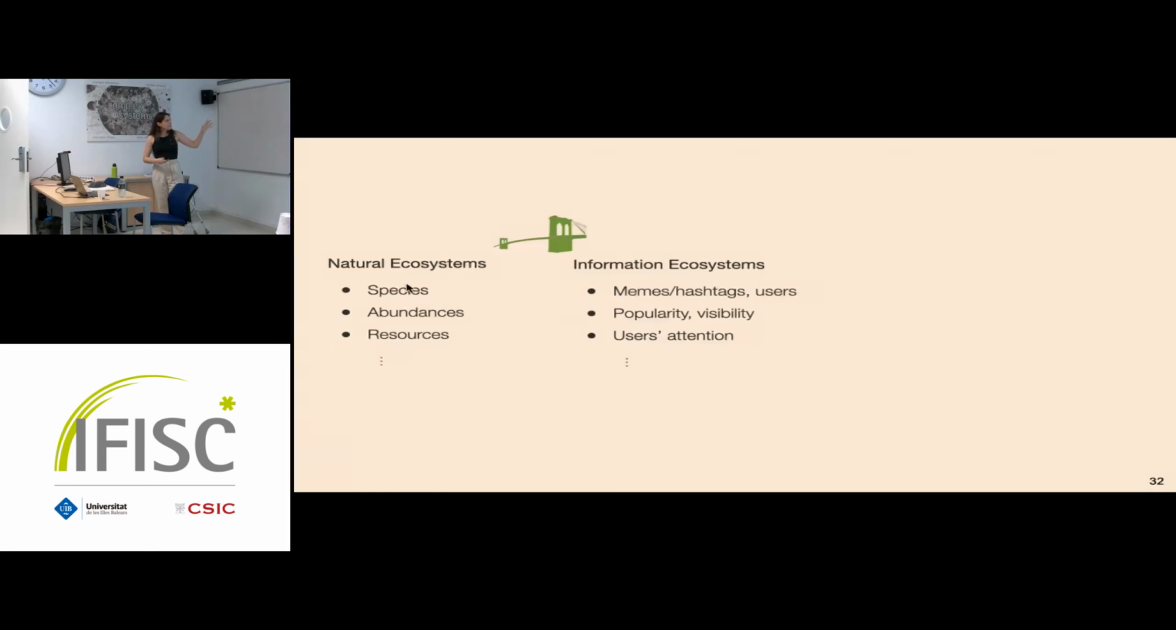So species in our natural ecosystems can be translated to memes and hashtags and users, because with this information ecosystem approach it's convenient to study behavior in online social networks. So for the rest of the thesis, I'm going to focus on online social networks, where we have two types of agents, our species: hashtags and users.